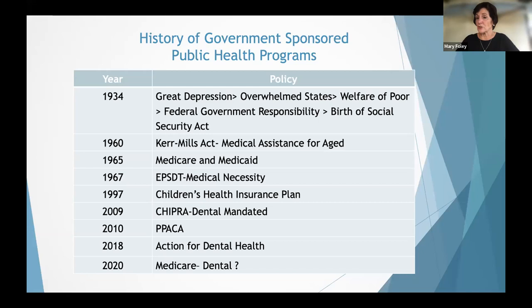All right. And we'll talk a little bit about what the eligibility requirements are for both of them. But right now we'll continue on this path of just looking at the history. In 1967, the EPSDT program came about. I'll tell you what that stands for. It stands for Early Periodic Screening, Diagnosis, and Treatment.